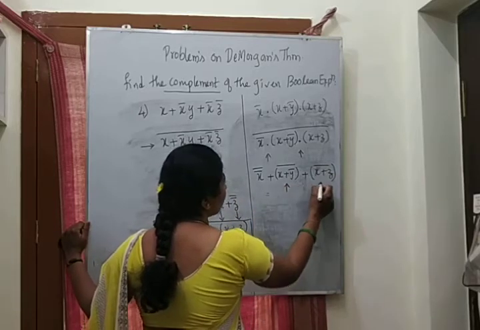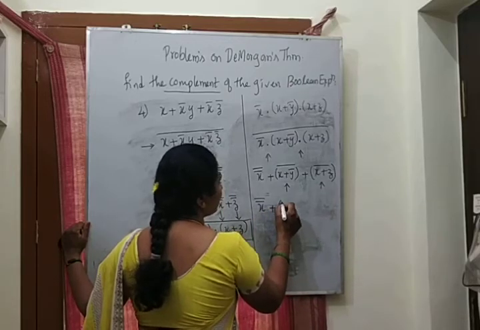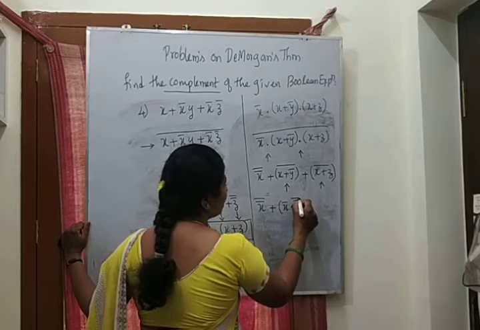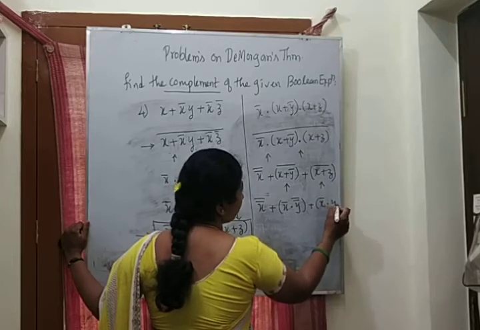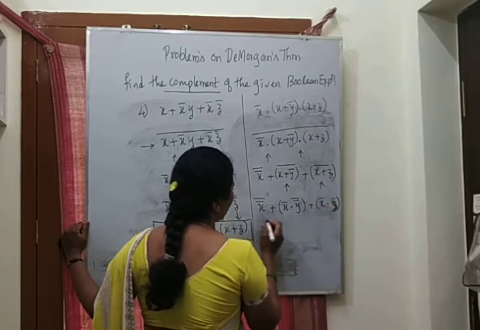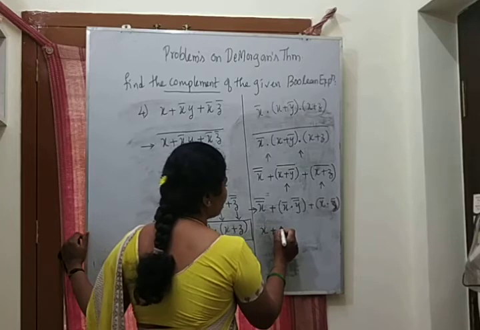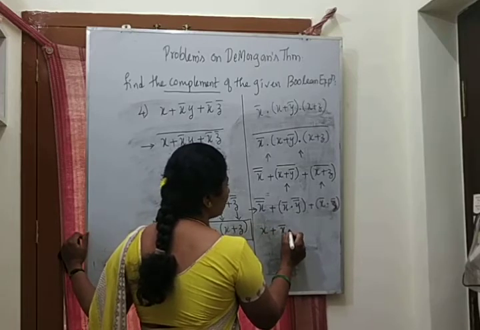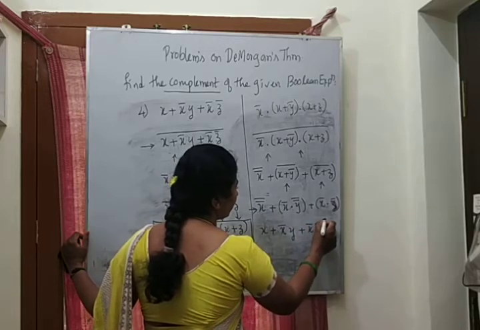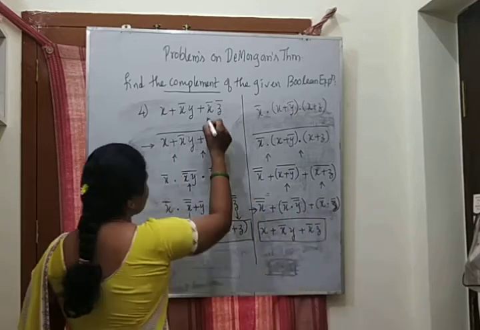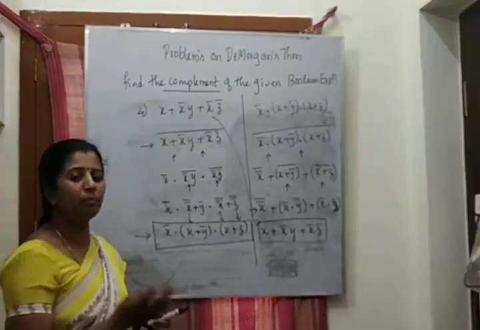So apply here now for the plus: x double dash plus x complement into y double dash plus x complement into z complement. What will you get? X double dash can be written as x, plus x complement into y, plus x complement into z complement. Please notice this. These two are the same. Yes.